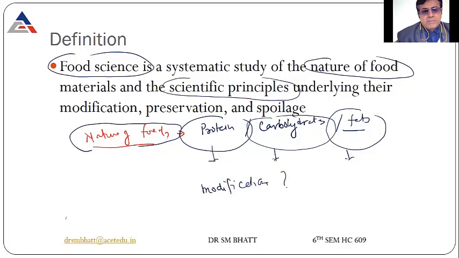And why are we studying the food science? Because two aspects are there. We are understanding the nature of food, for example, their composition, and how much energy, nutritional part is linked with the energy aspect. So how much energy is coming, for example, which is the highest energy source out of the protein, carbohydrate, fat? Tell me. Who will tell me?